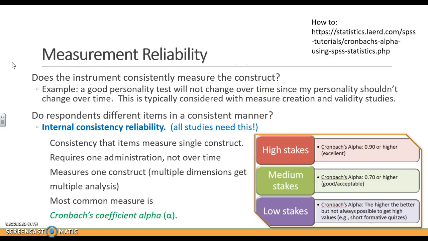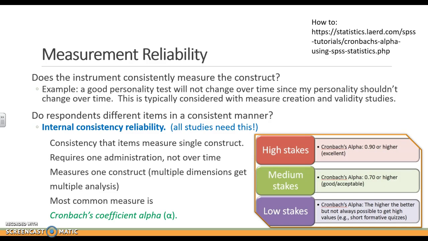And when we talk about measurement reliability, there's really two ideas here. So first of all, is the instrument consistently measuring the construct? So think about this as over time. If you are really measuring my personality, it should not change over time. And we're not talking about baby to senior in high school personality. We're talking about my personality pretty much as an adult should not change.